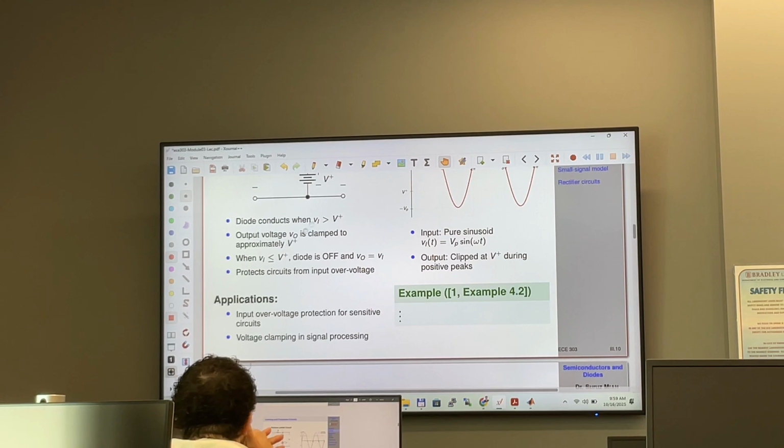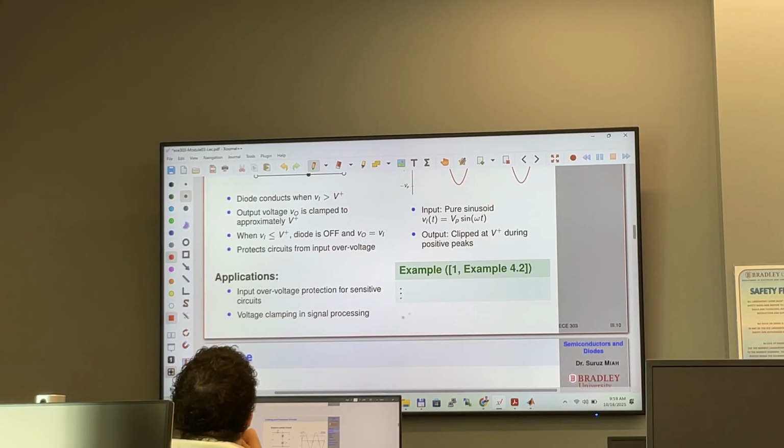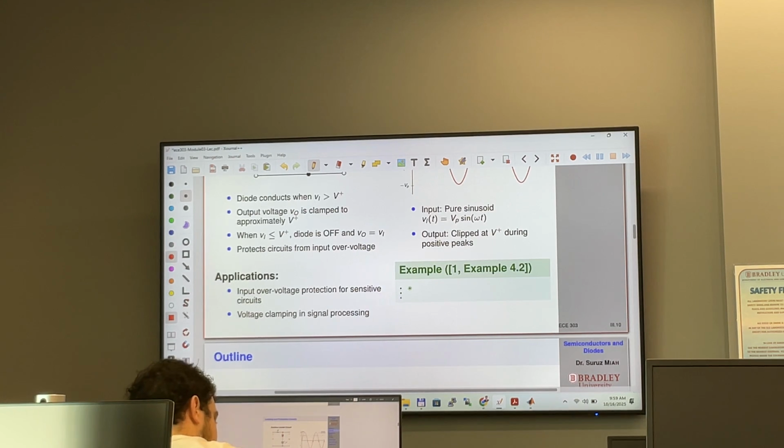So I have a little explanation here of it. And this example is also in the notes.